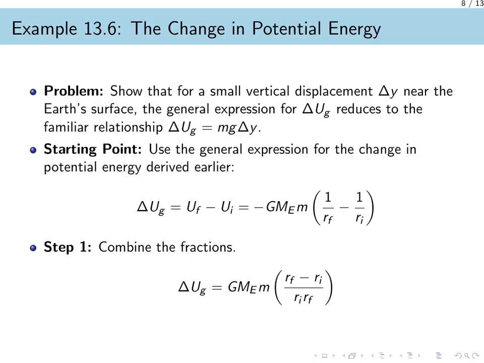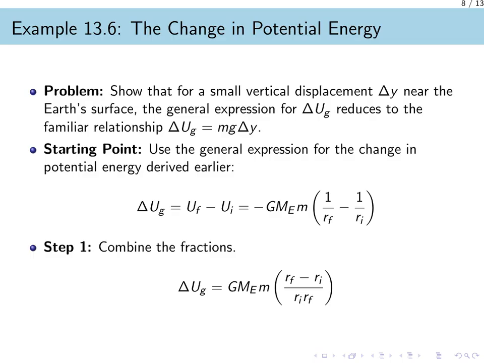In this example, we will show how our general formula for gravitational potential energy is consistent with the simpler version, mg delta y, which we use for objects near the Earth's surface. We begin with the general expression for the change in potential energy that we just derived, which states that delta U sub g equals negative G M sub e m times the quantity 1 over r sub f minus 1 over r sub i. Our first step is purely algebraic.